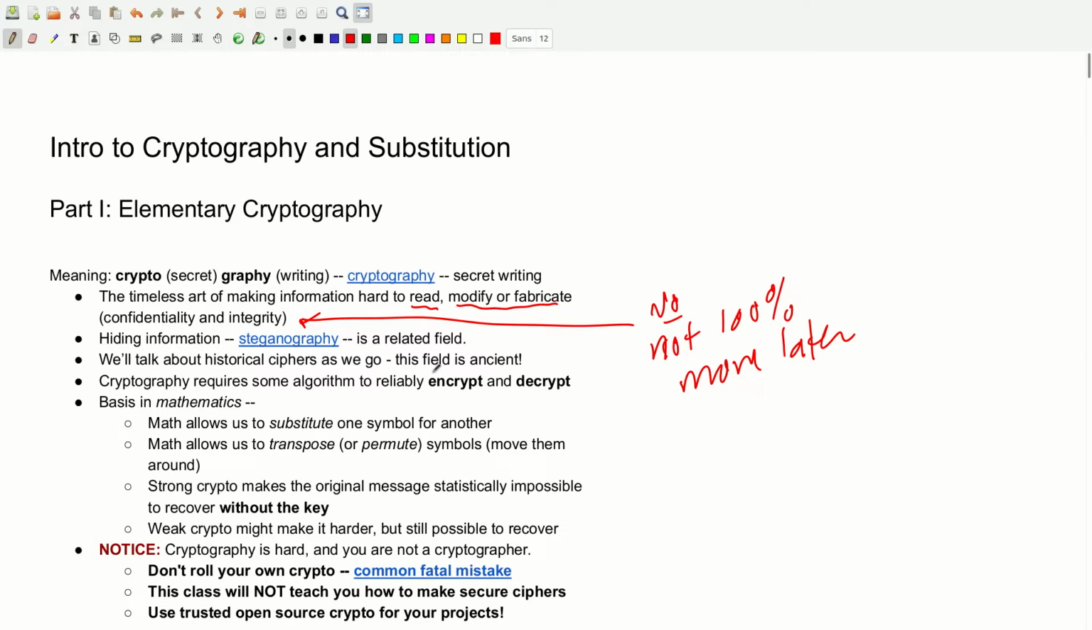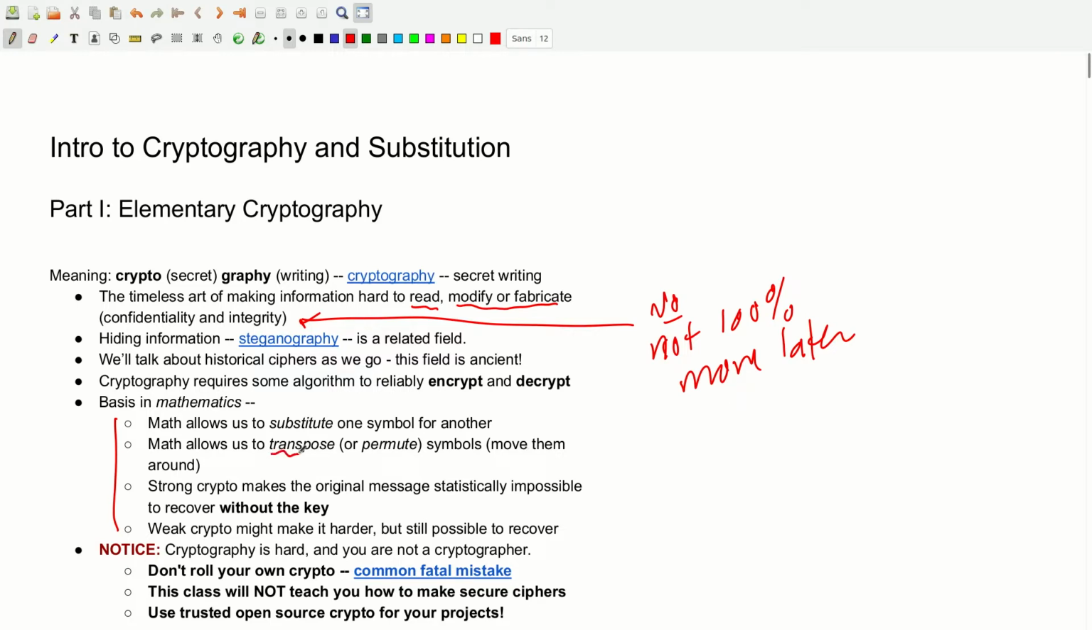Eventually, we'll talk about some historical ciphers as we go. People have been trying to do cryptography almost since we learned how to write and read. Cryptography has its basis in mathematics. It isn't just a puzzle or a trick. Math allows us to substitute one symbol for another. So we can translate from A to F, for example, and that's substitution.